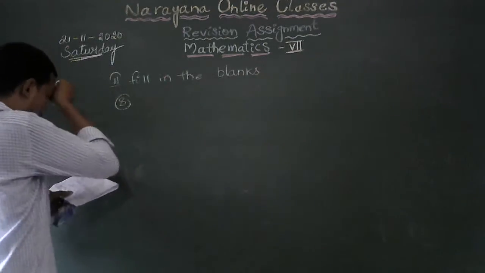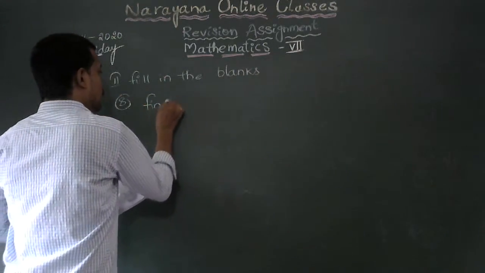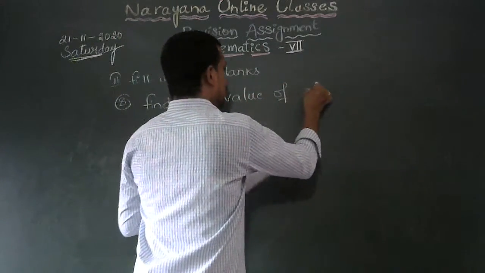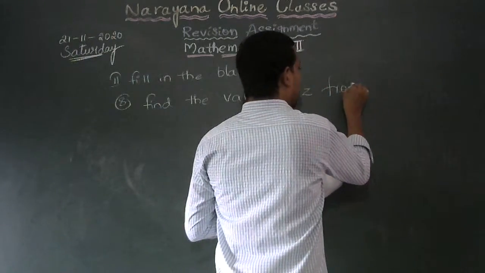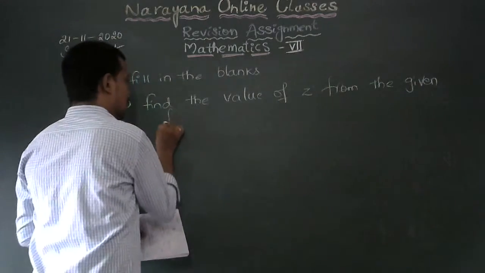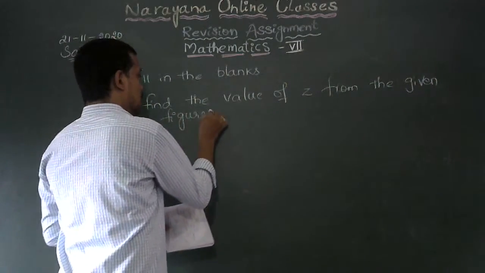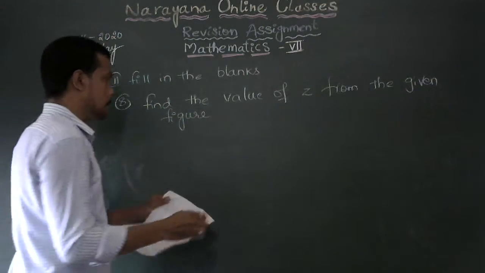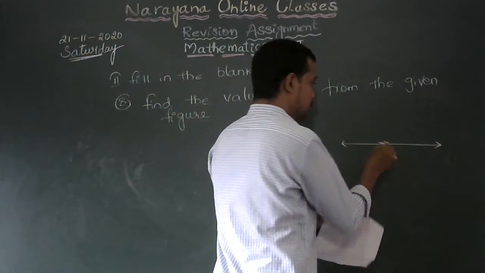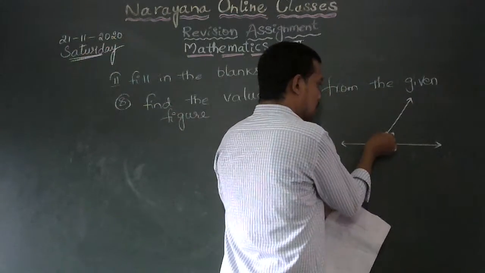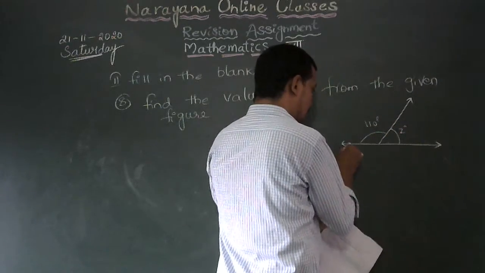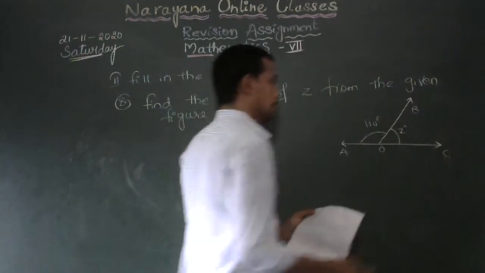Eighth one. Find the value of z from the given figure. Here the figure is given. This angle is 110 degrees, this angle is z. Here A, O, C, and this one B.